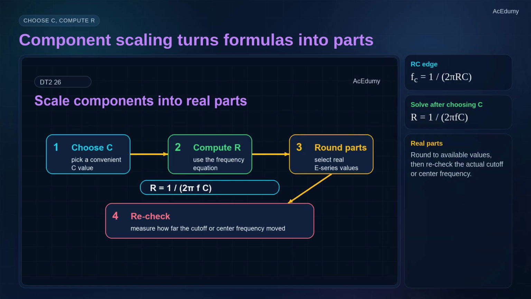Component scaling is the practical arithmetic step. Choose convenient capacitor values, then compute resistor values. After that, round to real component series values and check how far the cutoff or center frequency moved. Good design is not just solving a formula, it is landing on parts you can buy.